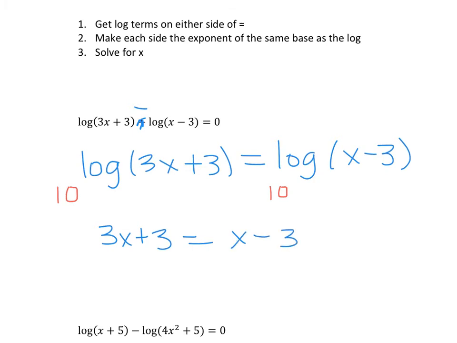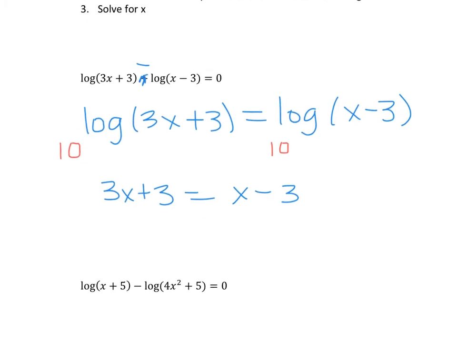And so we get to step 3, which is to solve for x. So subtract x from both sides, we get 2x, and subtract 3 from both sides, we're going to get 2x equals negative 6. Solve for x, we get x equals negative 3.